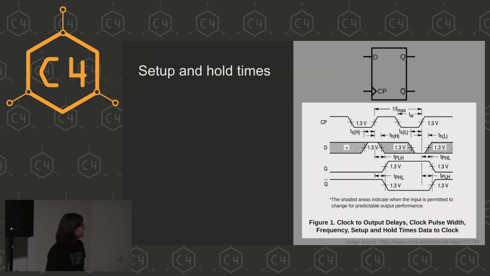The setup and hold times, I copied this out of a data sheet from a flip-flop. You can buy these things as DIP chips or whatever, still available if you want to put these on a breadboard and play around with them. And we can see here the CP pin. This is the clock again. We can see the data pin, and we can see the two outputs.